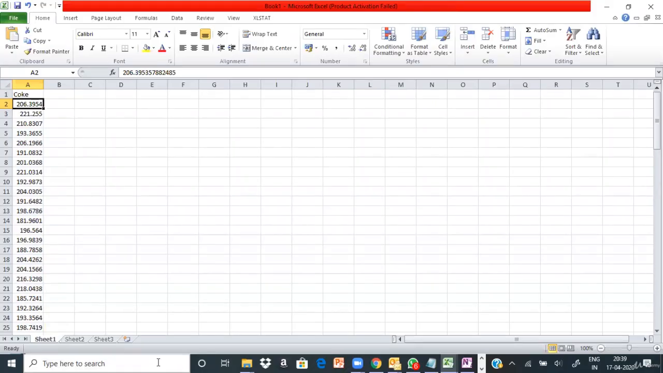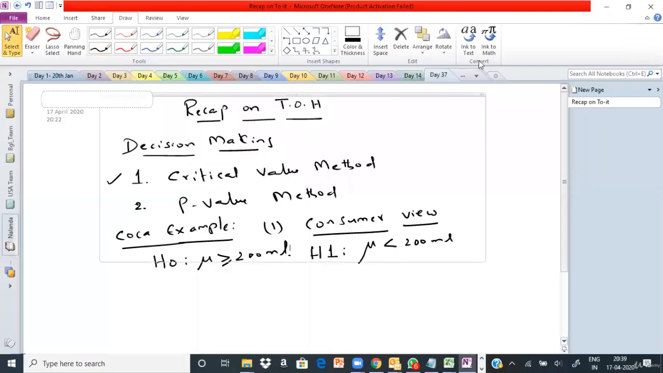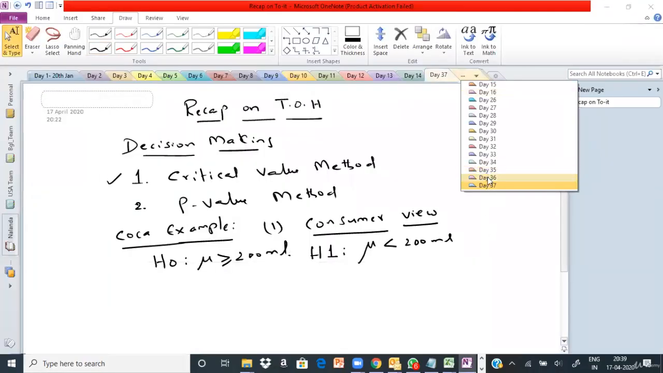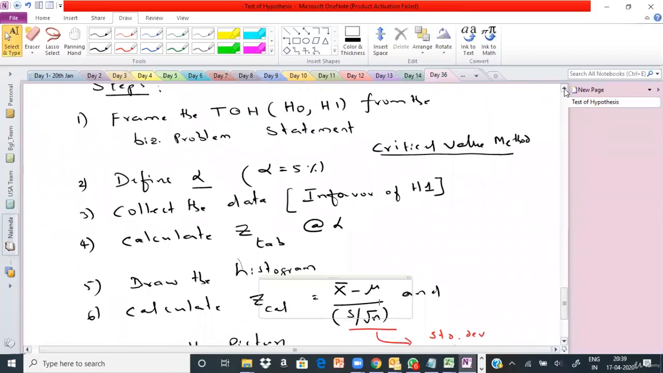Okay. So what is the first step that we have defined earlier in the critical value method? First thing, frame the test of hypothesis. That is what we did just now. What is it that we framed? Mu is less than 200 ml is my H1 and mu greater than or equal to 200 is my H0. This is the test of hypothesis. Now I am going to define an alpha and collect the data.